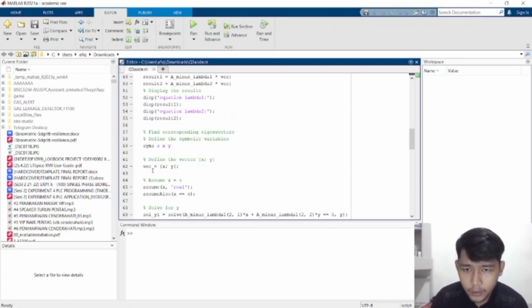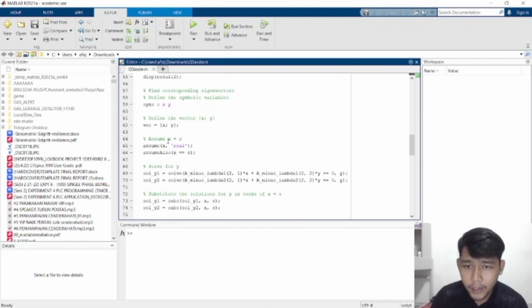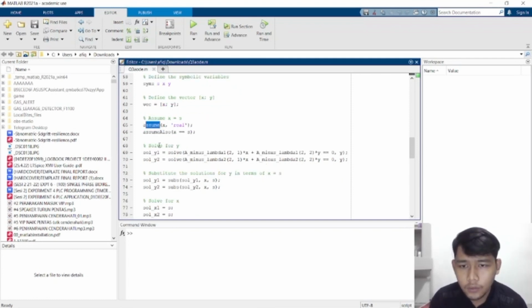So we define the vector xy as a vector. Then we should assume x. First, we assume x equal to s. So assume x is real, and also assume x equal to s. So next, we should solve for y. So this is the equation for solving the y equation. So for y1, we have A minus lambda 1 in matrix form, the row 1 multiplied by x, plus A minus lambda 2 in matrix form, the row 2 multiplied by y, equal to 0. Same goes for y2.